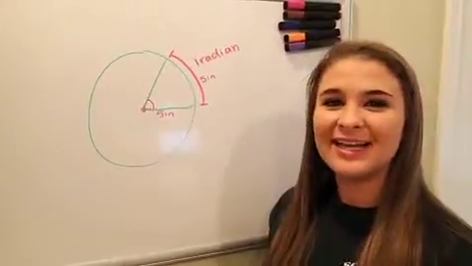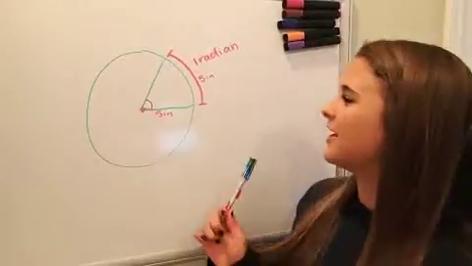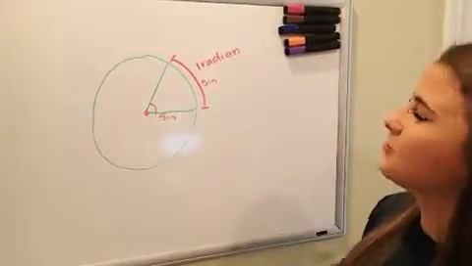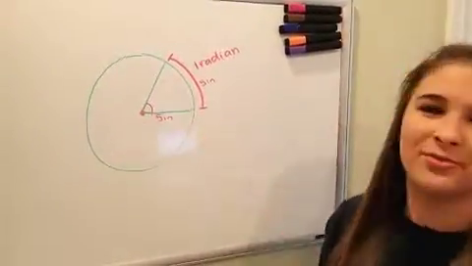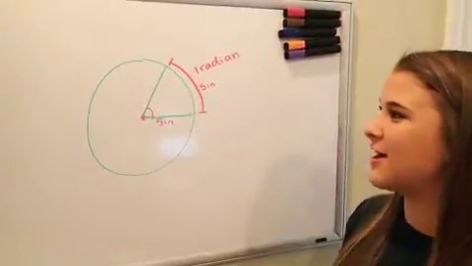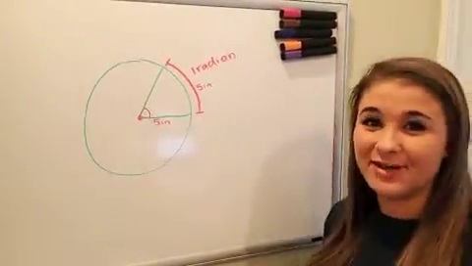Okay, a radian is a unit of an angle. Right here we have 1 radian, because 1 radian is equal to the same length of the radius. And since this radius is 5 inches, 1 radian is going to be 5 as well.